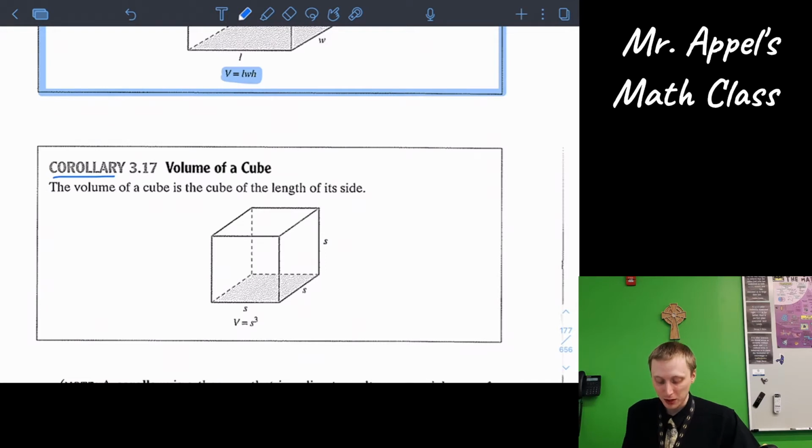The corollary, the volume of a cube. And you can see this as yet another even shorter shortcut. If you're dealing with a cube, then the volume is the cube of the length of its side, because all sides are congruent here.